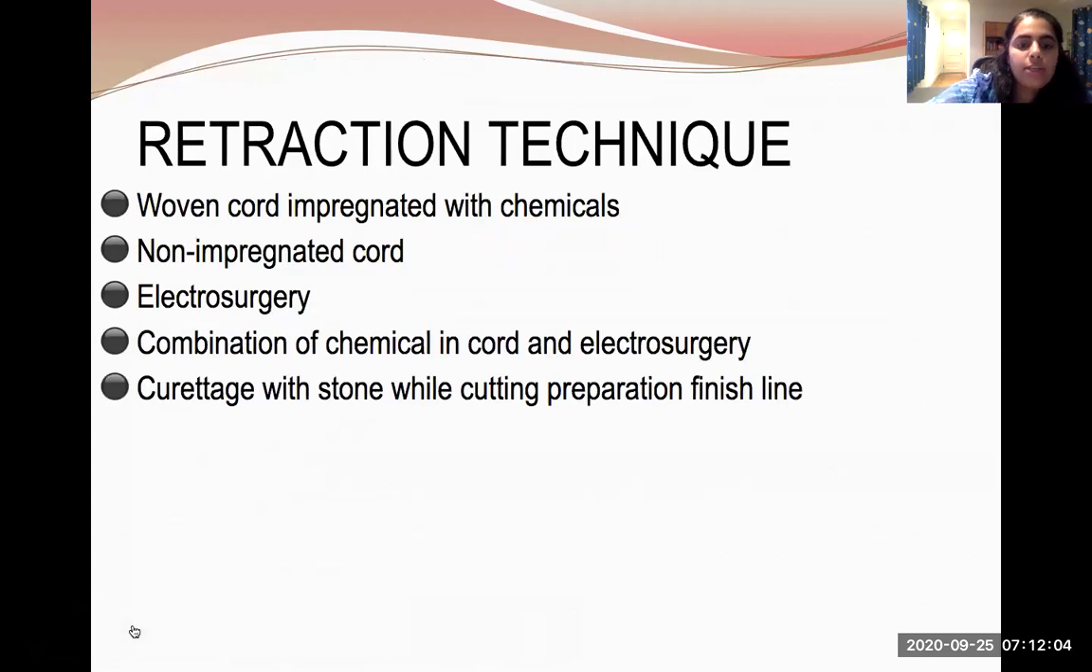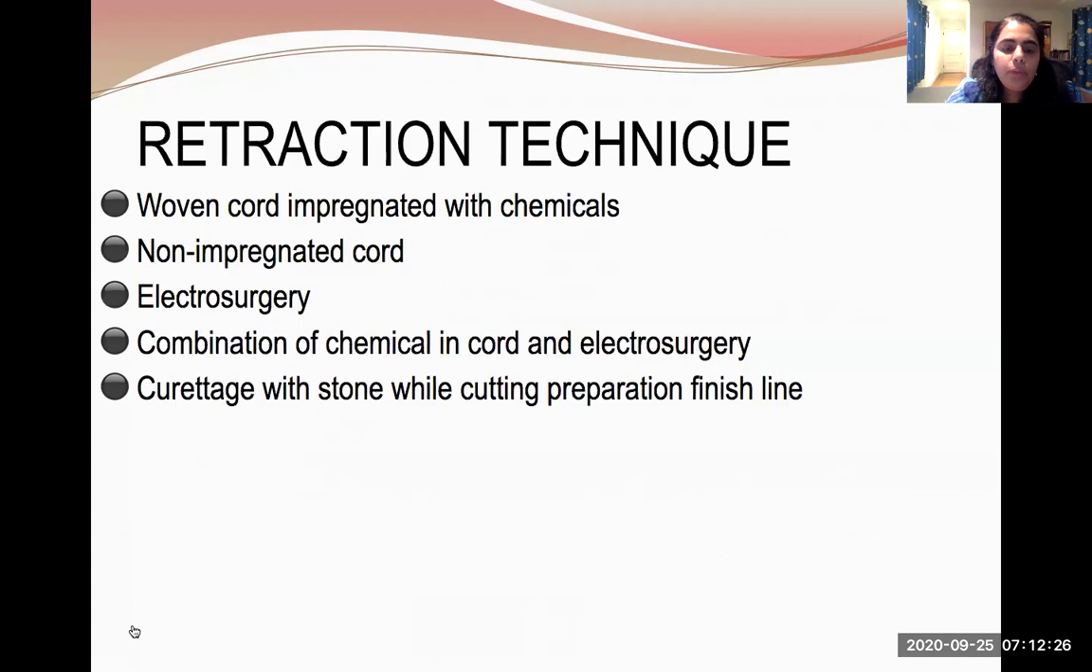So what are the retraction techniques that are available to us? Woven cord impregnated with chemicals. This is the most common technique that we use. We always try and use the double cord technique. The chemicals help prevent the bleeding, and I will be discussing them in detail in the upcoming slides.